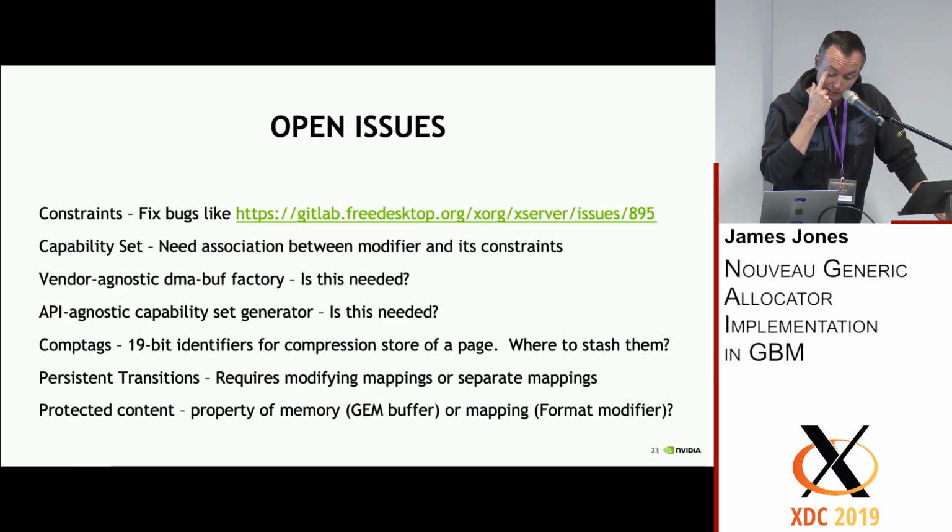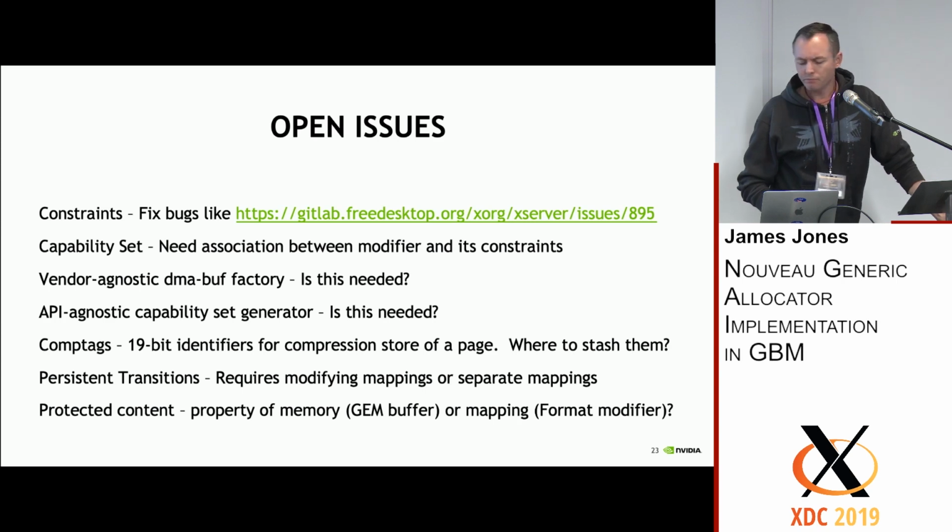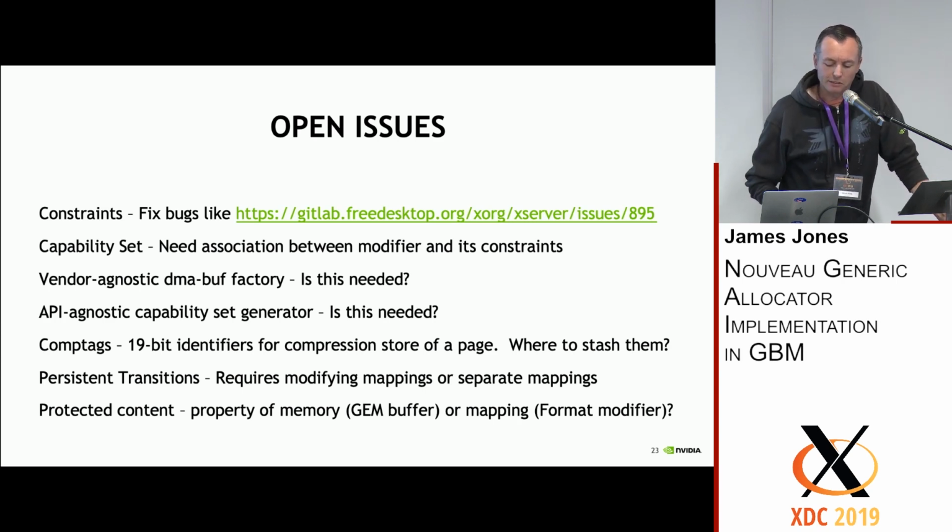And then, as I said, the current design that I prototyped right now uses GBM as the allocator, and the OpenGL and Vulkan drivers and the DRM drivers as the capability constraint generators. So I don't know if that's the design we want to use going forward or not. It's just another prototype proving the mechanism out.